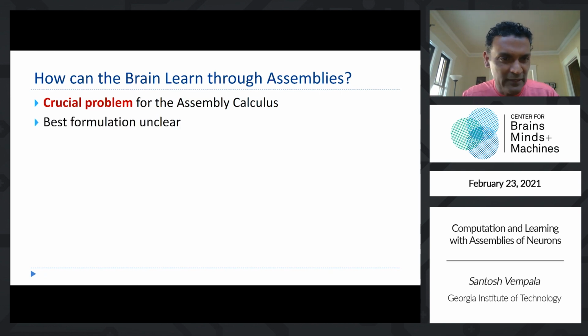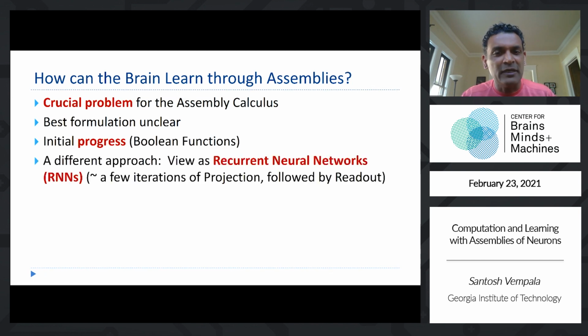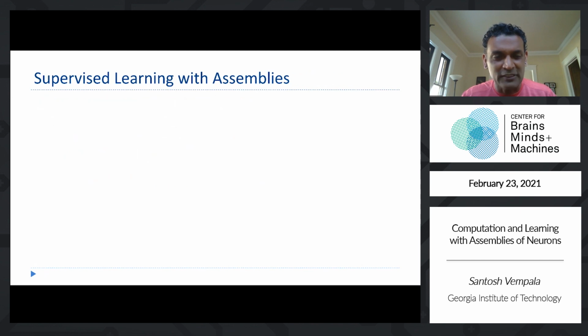It's a crucial problem. And how to formulate this, I'll be up front, is unclear. How best to formulate this? We have this funny system, right? We don't have a clear input-output specification. There's some initial progress on Boolean functions, I'll mention that. But I'll mostly focus on a different approach, which is to view what's happening with assemblies, their creation and their operation as quite similar to recurrent neural networks. Okay, so that's going to be the plan.